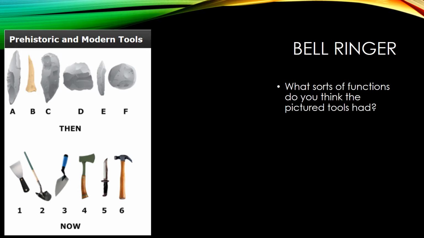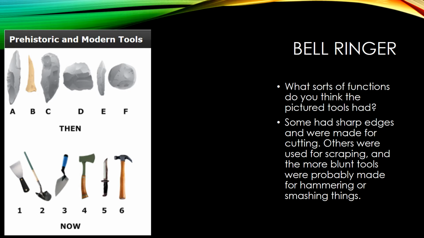So these tools had different uses to prehistoric man. So we have to put ourselves in his shoes and see, what might we use these things for? What might we use these tools for today? Some of these tools had sharp edges. They were made for cutting. Others were used for scraping, and the more blunt tools were probably made for hammering or smashing things.